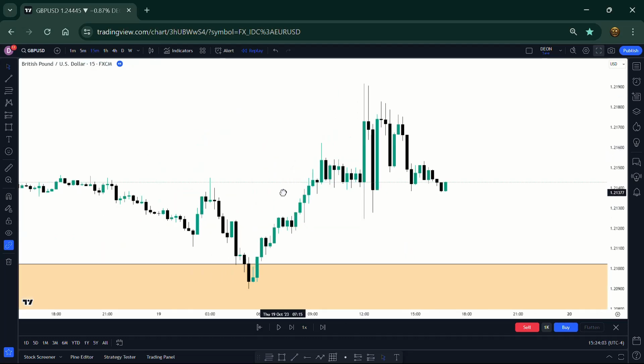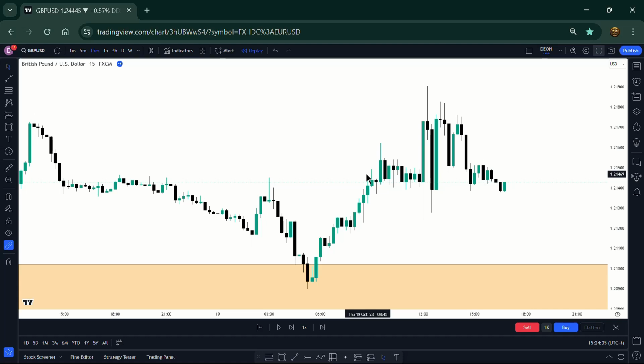All right, for some of you who don't know entry setups, I already have a video on entry setups. But just to give you an idea of what we are looking for, this is the first entry setup that you can look for, something like this.